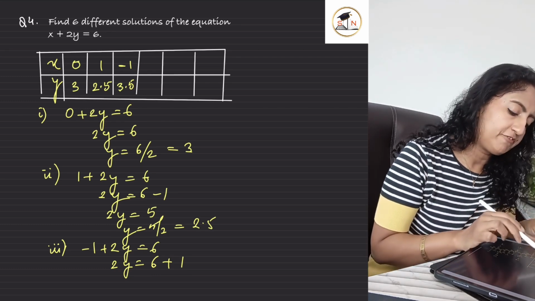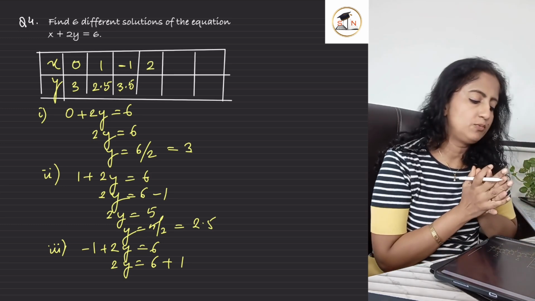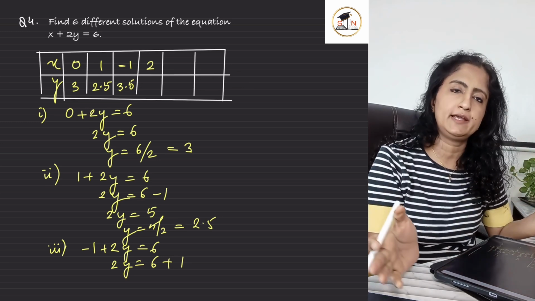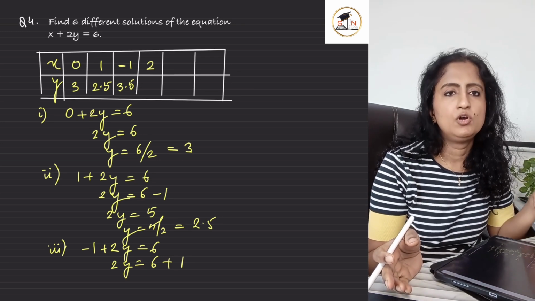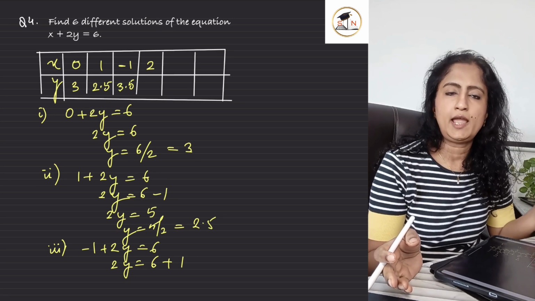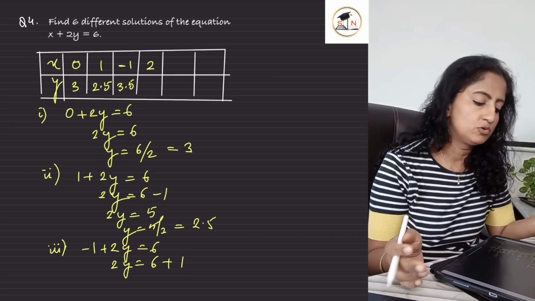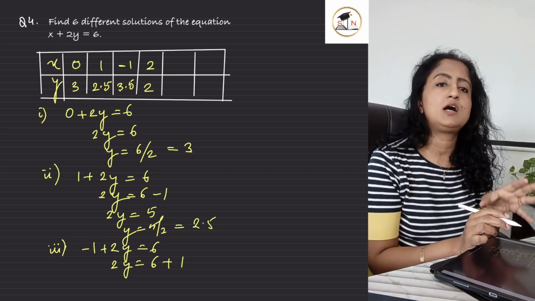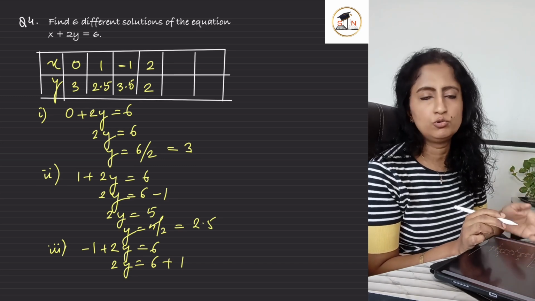Okay. Now, if I take x as 2, so what happens? We'll get 2 plus 2y equals 6. Now we'll take that 2 to the other side. So 2y becomes 6 minus 2, that is 4. 2y equals 4, and now y equals 4 divided by 2, that is 2. So over here, the values for x and y are same. x was 2 and y is also 2.